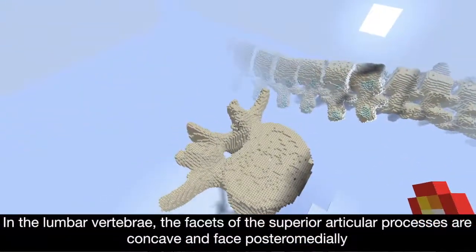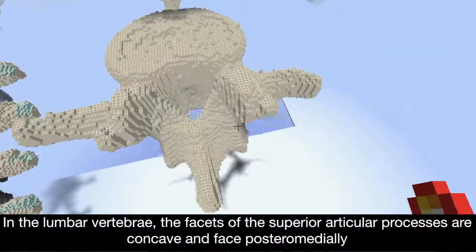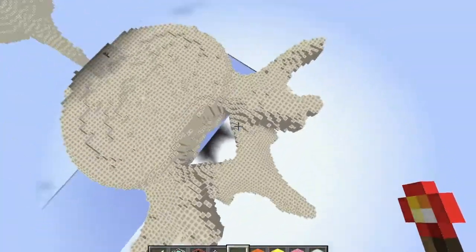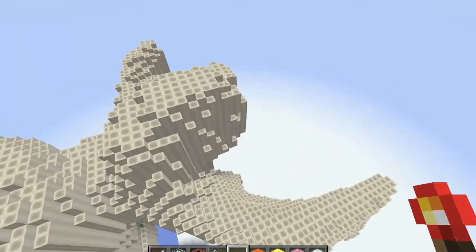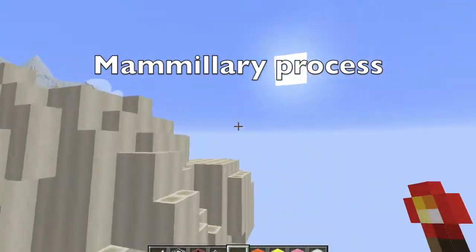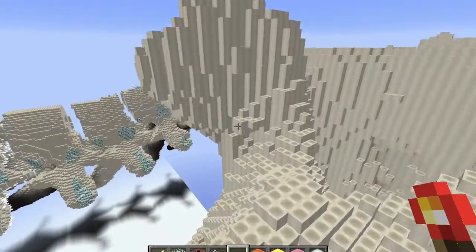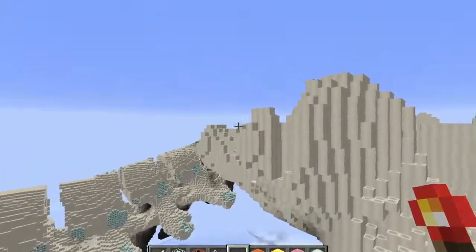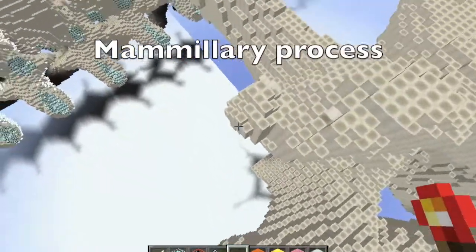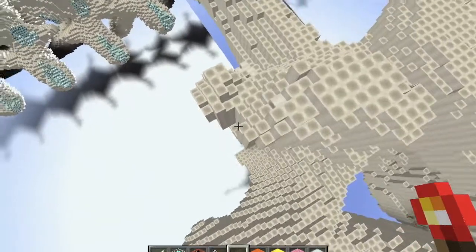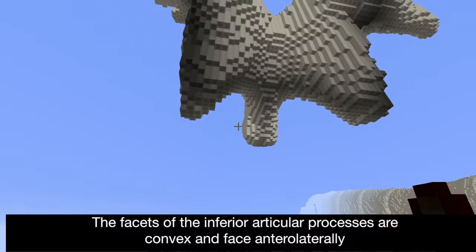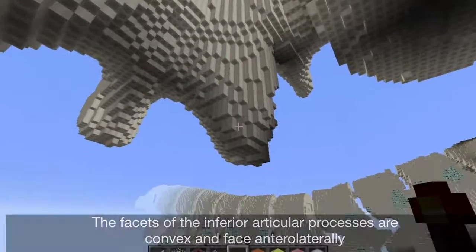In the lumbar vertebrae, the facets of the superior articular processes are concave and face posteromedially. The processes also have a mammillary process. The facets of the inferior articular processes are convex and face anterolaterally.